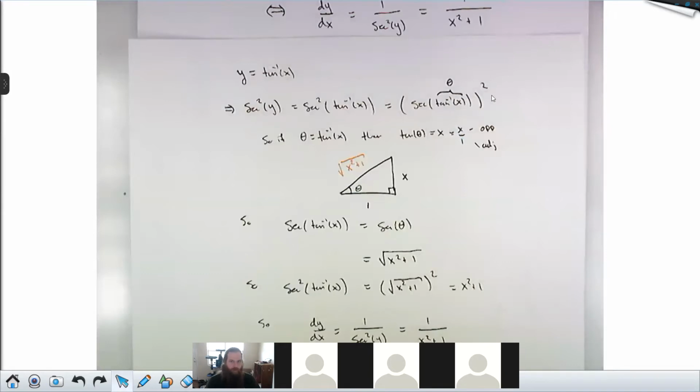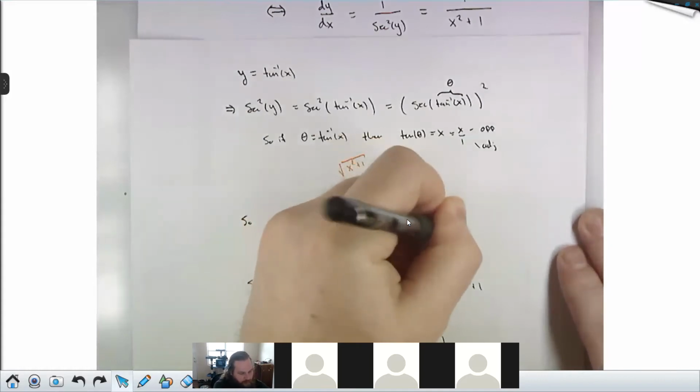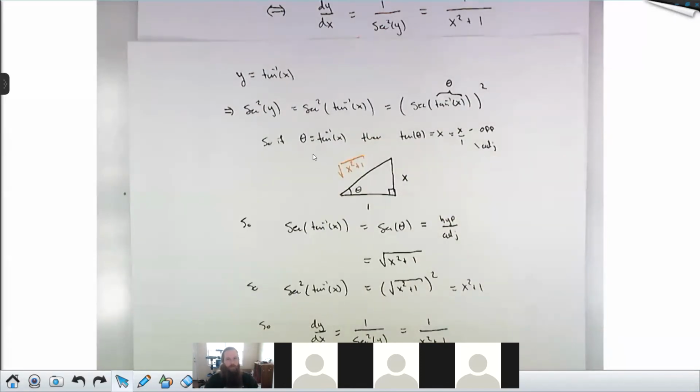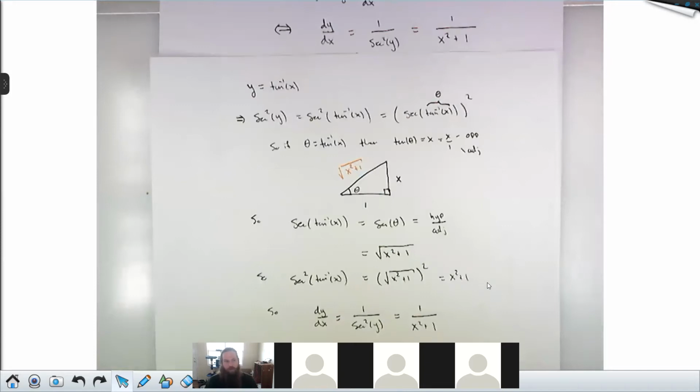And then the thing I'm after is the secant of the inverse tangent of x. That's the secant of theta. The secant of theta I can read off from this triangle. Secant theta is the reciprocal of cosine, so that's the hypotenuse over the adjacent. The hypotenuse is the square root of x squared plus 1, and the adjacent is 1. So secant theta is just the square root of x squared plus 1 all over 1, or just the square root of x squared plus 1. Which means secant squared is that thing squared, which is just x squared plus 1. So yeah, that's the slightly longer way.